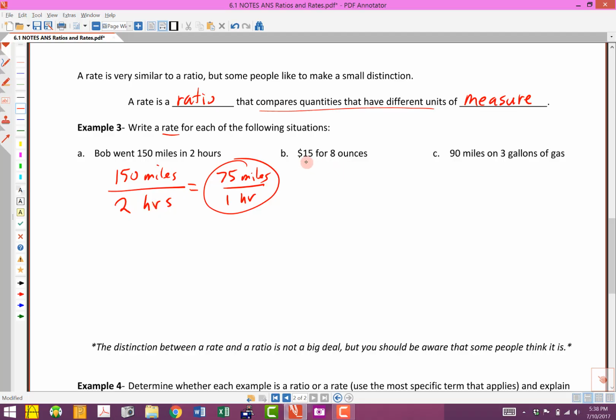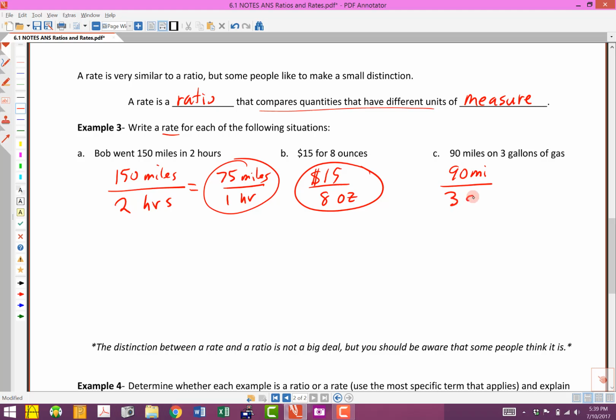So let's look at this right here, $15 for 8 ounces. So if we did the $15 on the top and we did the 8 ounces on the bottom, we'd look at that for a second. We can't simplify that at all. So we would circle that and we would say that's the rate. And again, let's just emphasize this point here. You're measuring dollars, or you're comparing dollars to ounces. So you're measuring a unit of currency or a measurement for money with a measurement for how much something weighs. So that's why we would call that a rate. And then this would be 90 miles, and I'm just going to put MI for an abbreviation there.